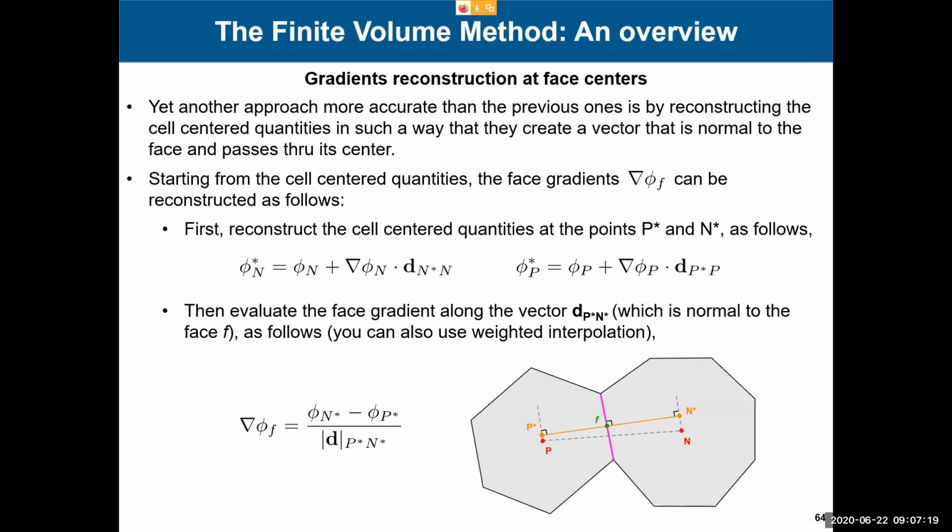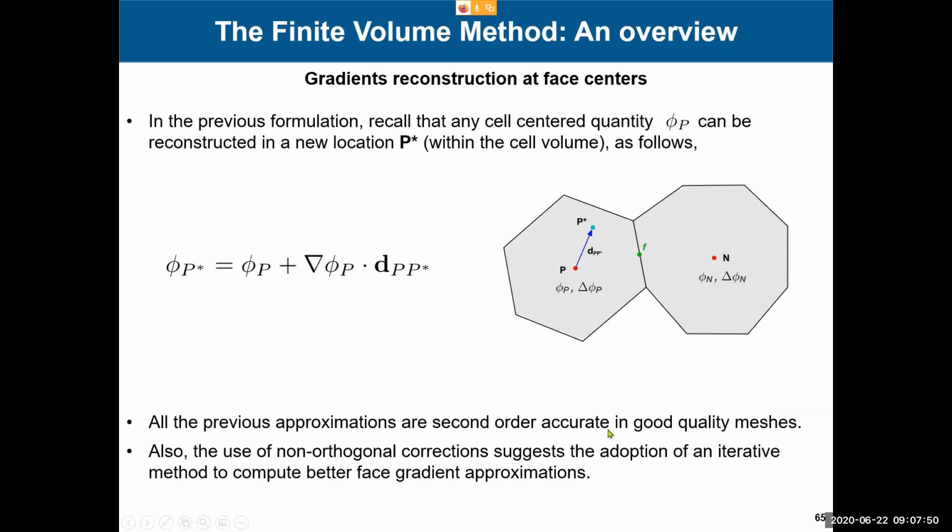So we saw that one method, but you can also do a reconstruction like this. This is very, very clever. I really like this method. So see that you have the values in P and N. What you can do is reconstruct it at some other fictitious points, but you make sure that when you reconstruct those values here, the vector connecting P asterisk and N asterisk will be normal to the face and will pass through the face center, okay? So it's a very clever reconstruction. So as you see, there are many methods available.